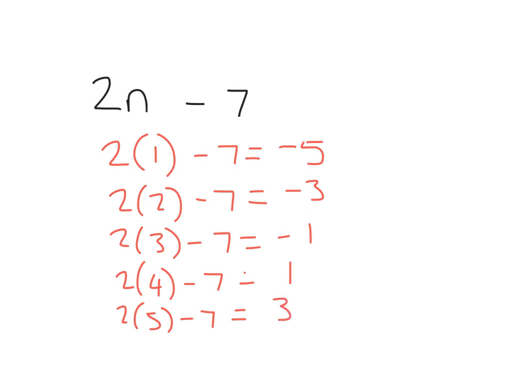If I was looking for the 20th term, I'd do 2 lots of 20, take away 7, which would be 33.